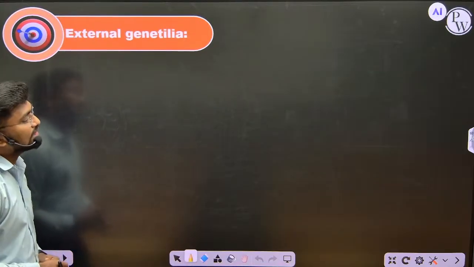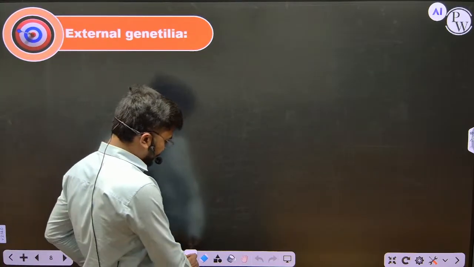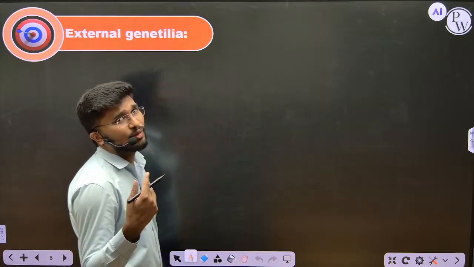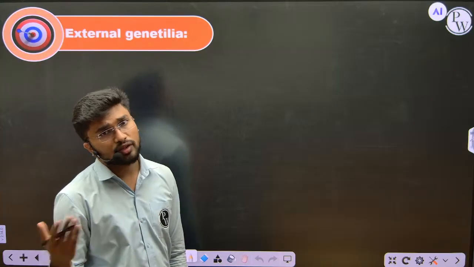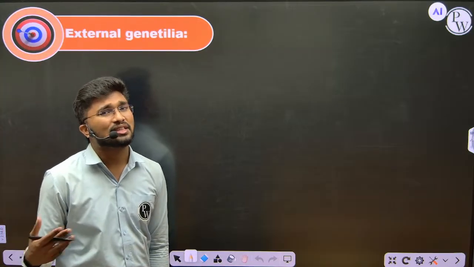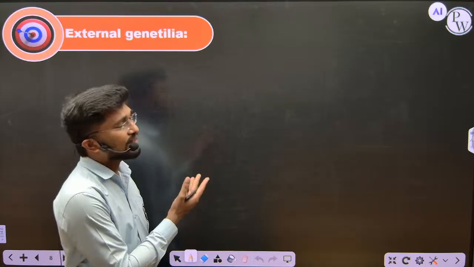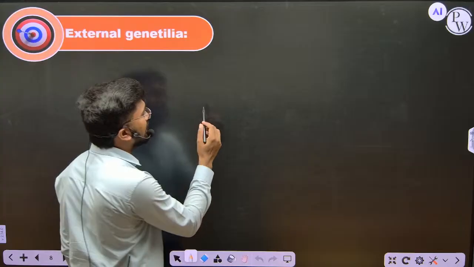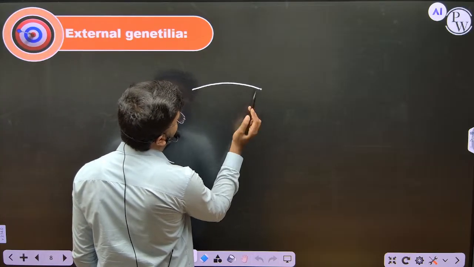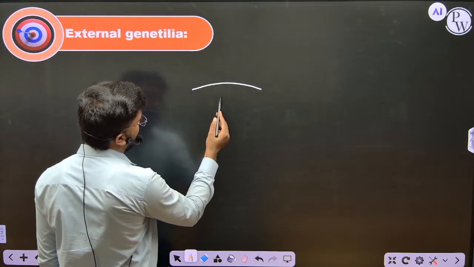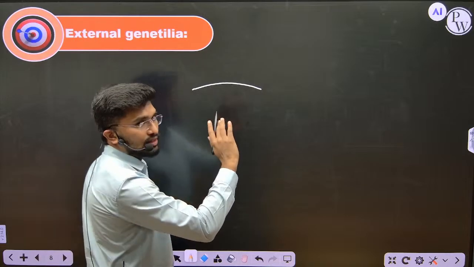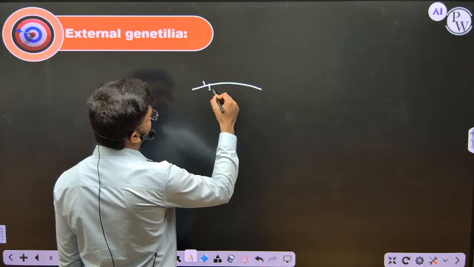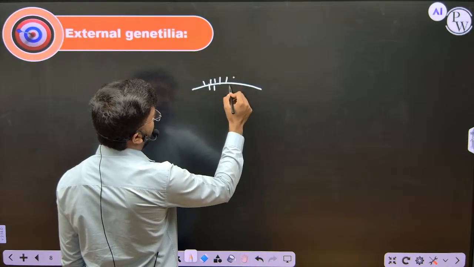And next is the external genitalia of the female. As I said earlier, what comes under external genitalia? Mons pubis, labia majora, labia minora, clitoris, hymen. The same thing I am going to draw here. Let us try to understand this. Let's say this is the pubic area, and this is called mons pubis. This is the place where pubic hair is also present.